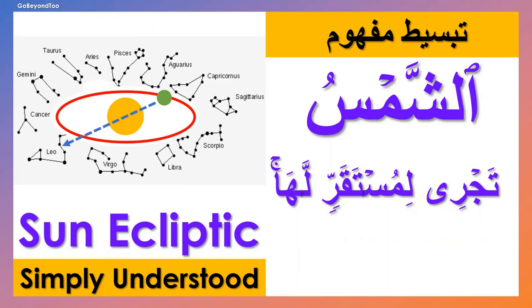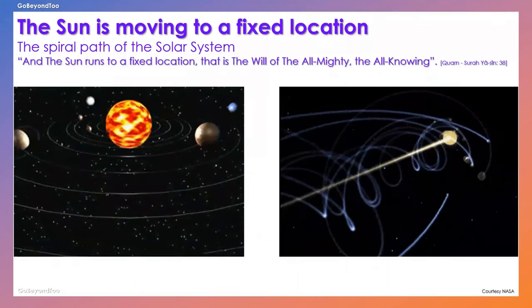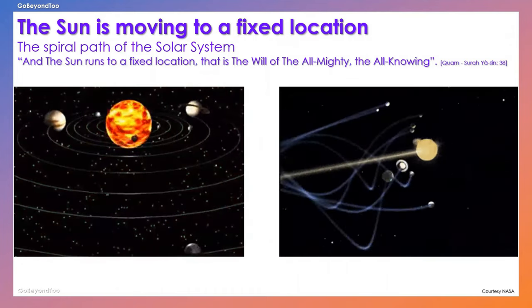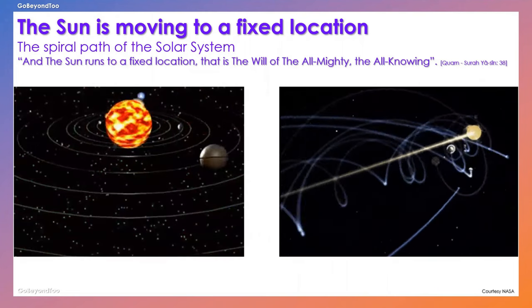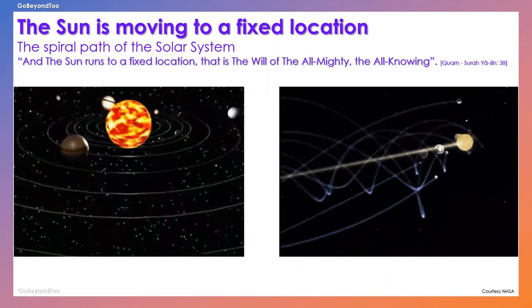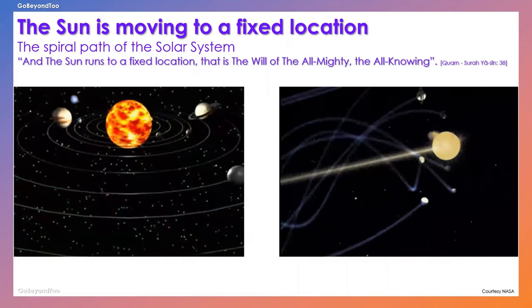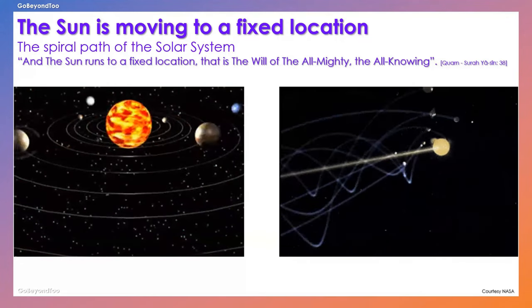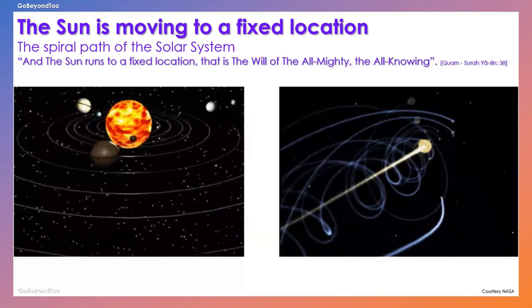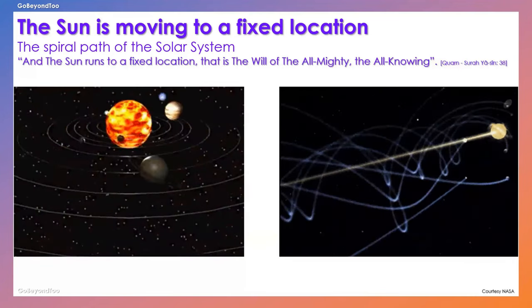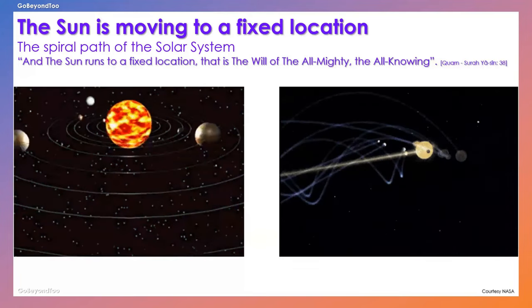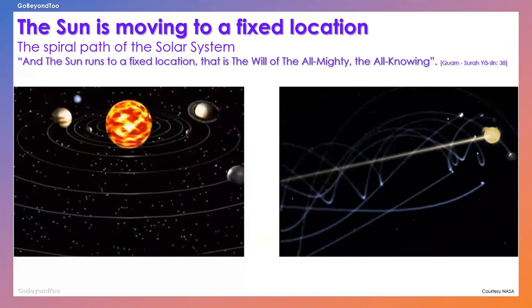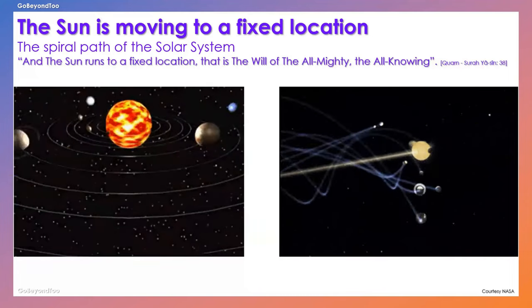So let's get started. These two animations on the left and right depict the solar system movement in two different ways. The one on the left depicts the planets that orbit the sun, each in their own period. But the one on the right depicts the sun moving in a spiral way, and the planets are actually orbiting it as it moves. So the entire solar system is moving in space as well to a fixed location.